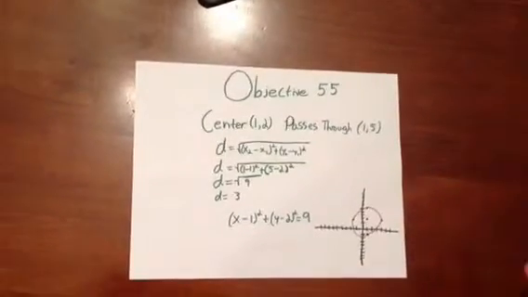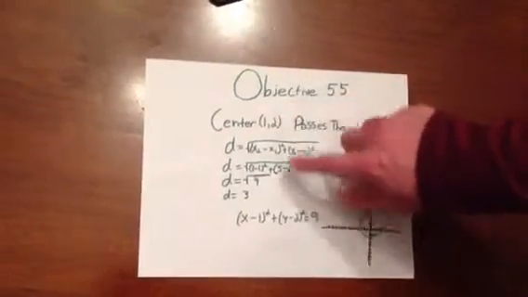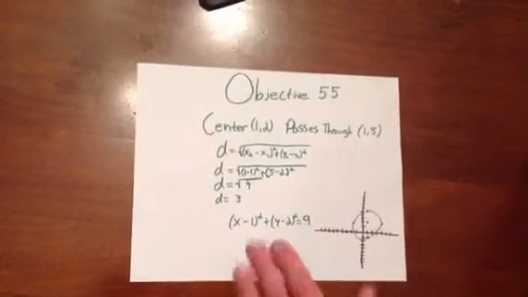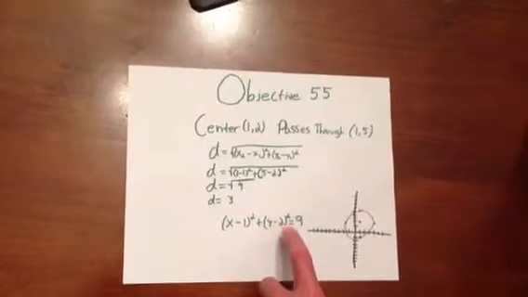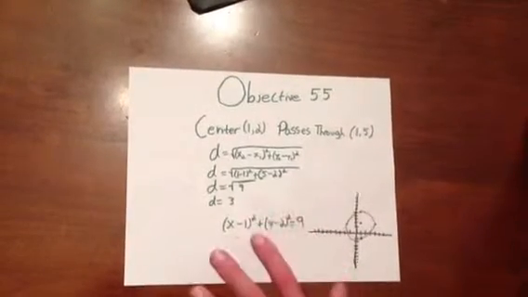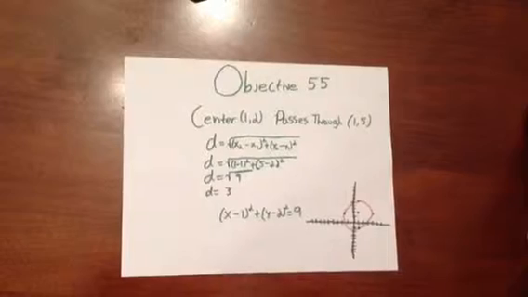Okay? So now you're going to have to use the center to plug into the equation of a circle. So you get x minus 1 squared plus y minus 2 squared equals 9. That's your equation for this circle.